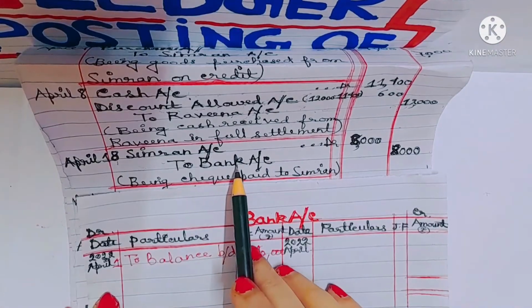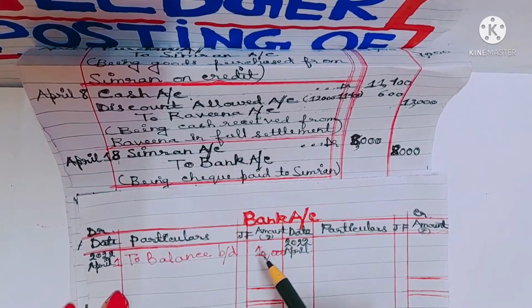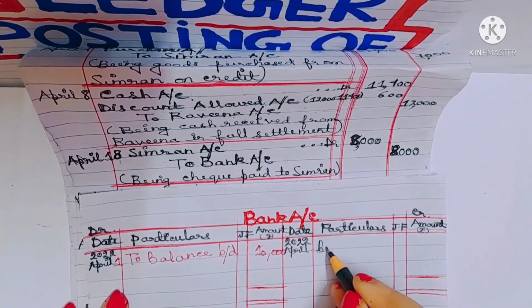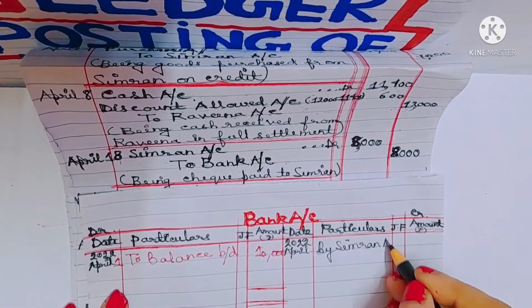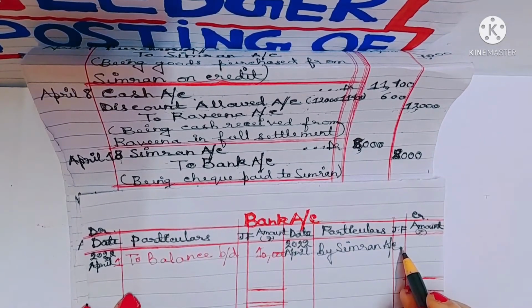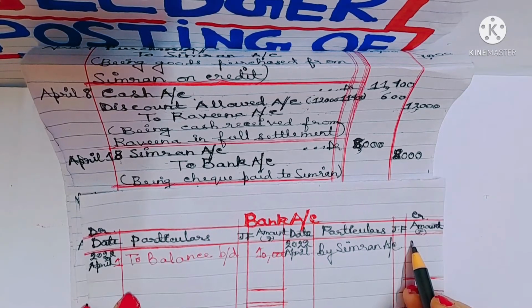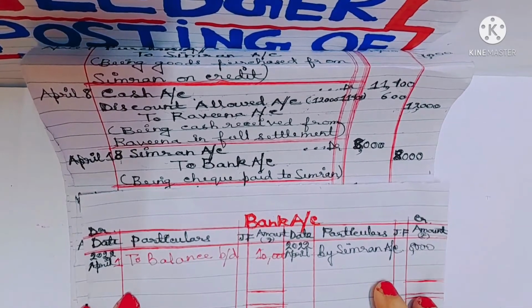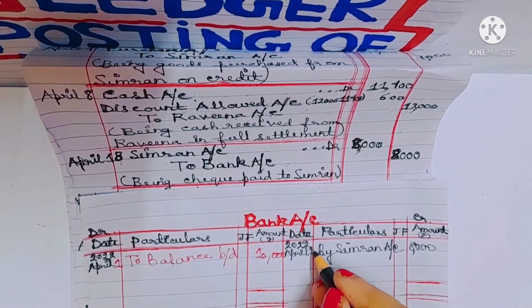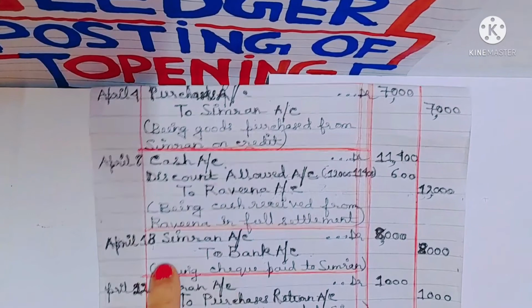So now let's prepare bank account. What is the position of bank account? Bank account is on the credit side. So Simran account will appear on the credit side as well, by Simran account. How much? Simran account 8,000. Date 18th April. We have finished ledger accounts of 4th April, 8th April and 18th April.